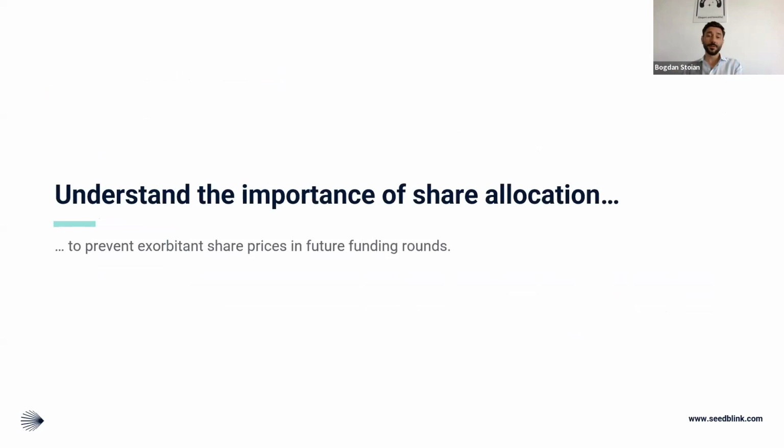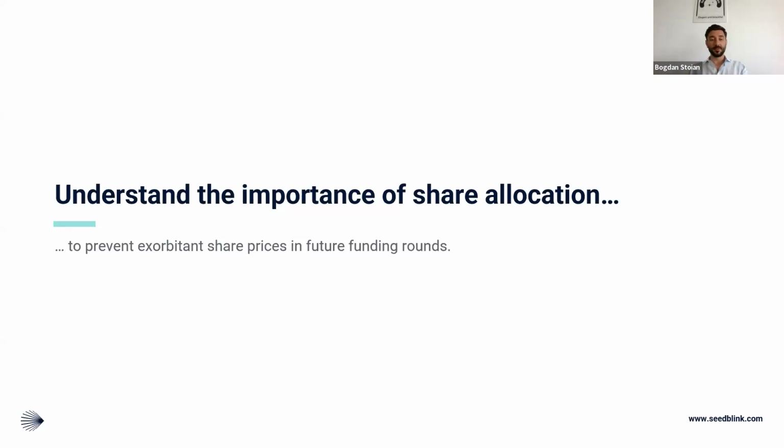Then we're going to move forward to understand the importance of share allocation. Usually this is where we see mistakes happen. When you start your company, there is not a large amount of shares, and the price per share when you're raising your first equity investment round is quite high. It could be, I don't know, 2,500 euros. It's just an example.